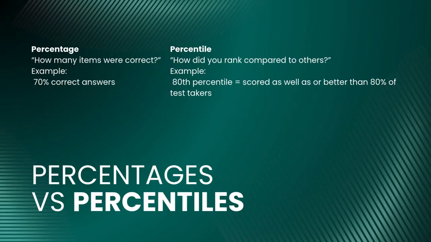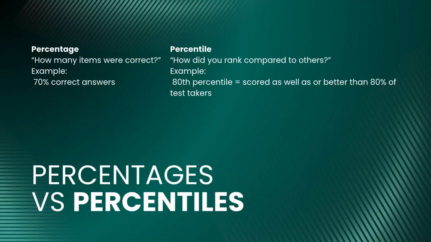So percentages versus percentiles. It's one of the most commonly confused concepts in assessment. Percentage refers to how many items somebody got correct. So an example might be, Sherry scored 70% on the test. That means she answered 70% of the questions correctly. Percentile ranks compare someone to other people. If Sherry scored in the 80th percentile, it means that she scored equal to or better than 80% of the people who took the test. That does not mean that she got 80% correct. Remember, she only got 70% correct. You might mix this up, and it's okay.